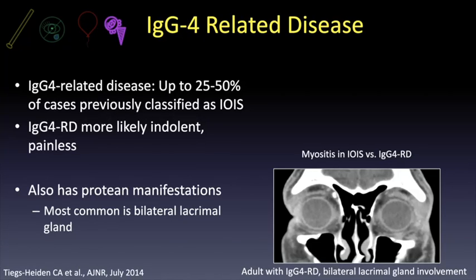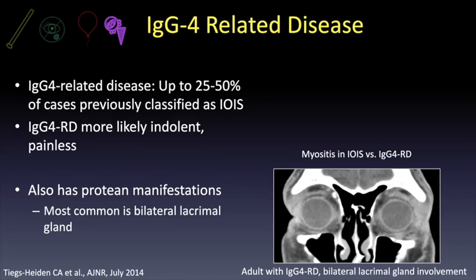IgG4-related disease of the orbit is a more recently characterized entity that may involve multiple organ systems. It can be distinguished from IOIS by serum testing or biopsy. Approximately 25 to 50% of patients previously thought to have IOIS may instead actually have IgG4-related disease. Like IOIS, there are protean manifestations that vary according to the sites of involvement. The most common pattern is bilateral lacrimal gland inflammation.